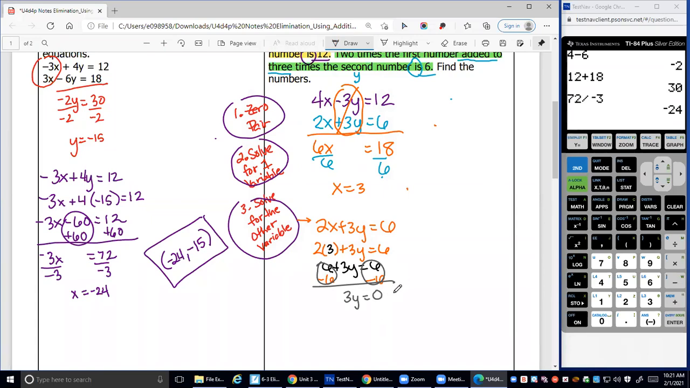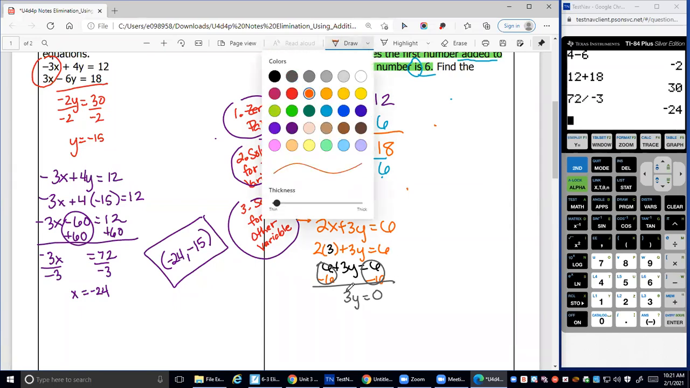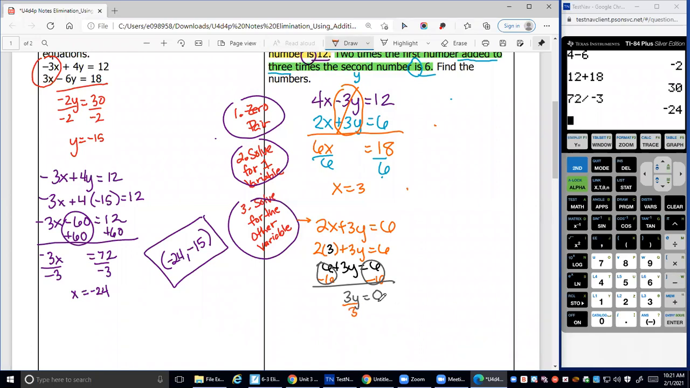And then last step, all you have to do is divide by 3, divide by 3. And if you forget what 0 divided by 3 is, you can always put it in your calculator. If it gives you an error, you know it's undefined or doesn't exist, but it's actually just 0. So y is equal to 0. So when we write our final answer, the answer is going to be 3 and 0. Y'all see that? Any questions on that one?